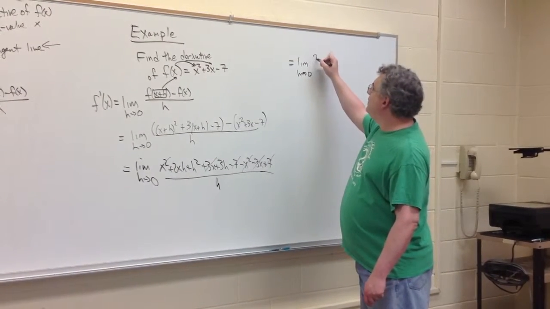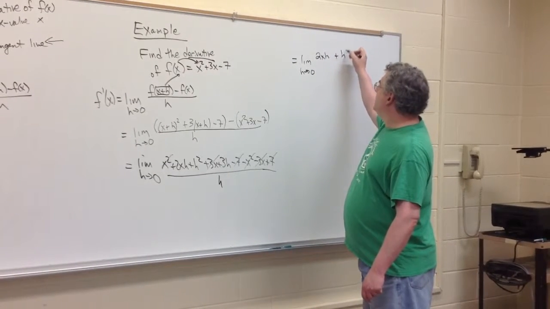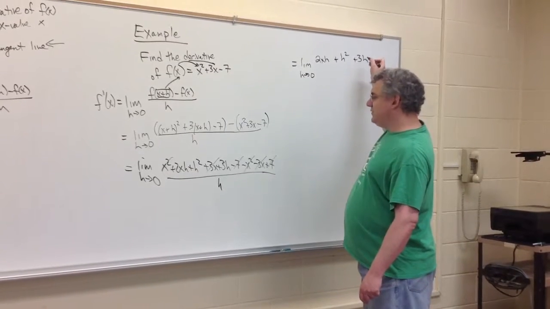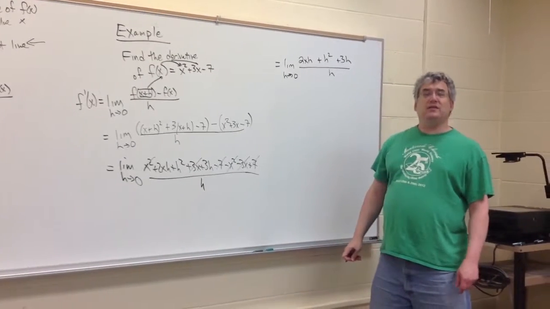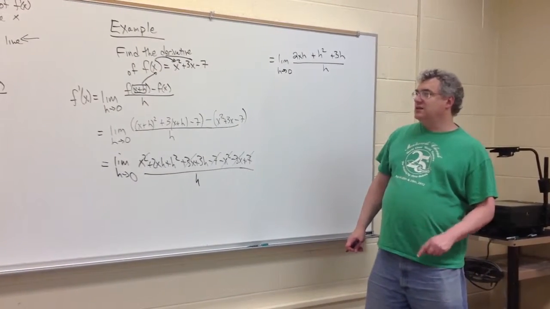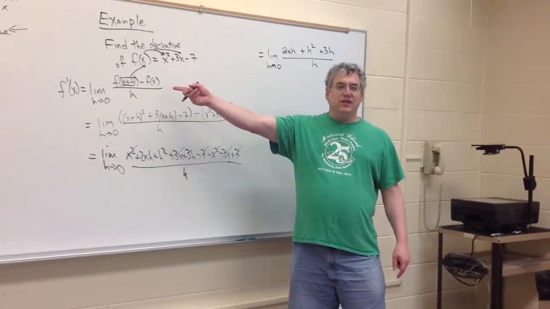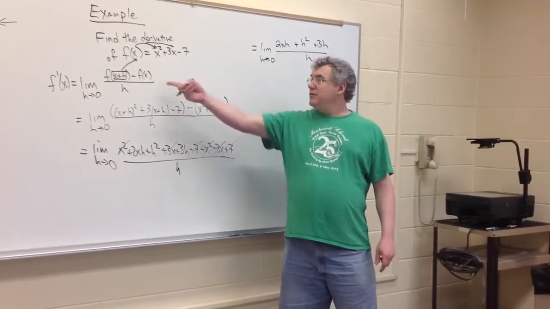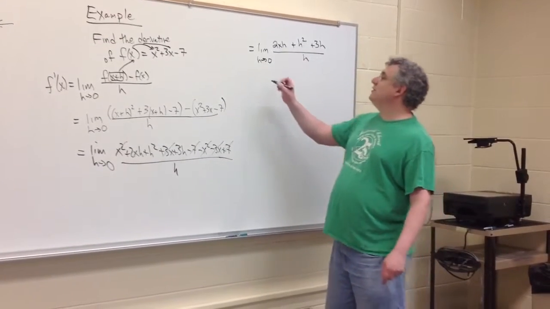What do I have on top? 2xh + h^2 + 3h, I think that's everything, yes? Divide by h. If you do this right, you will be able to divide everything by h. Now there are more complicated functions, like if it's involving a square root or 1 over x or something like that, where there may be some tricks you have to do. But for polynomials, if you do this right, everything should have an h in there.